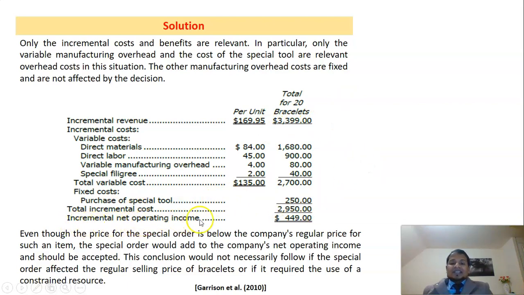So if the special order is accepted, revenue will increase by 449. The regular business is not being affected. So it doesn't matter if you sell it at 169, it will give you $449 as additional income. So that's good. You can accept the order, and then you can sell it.